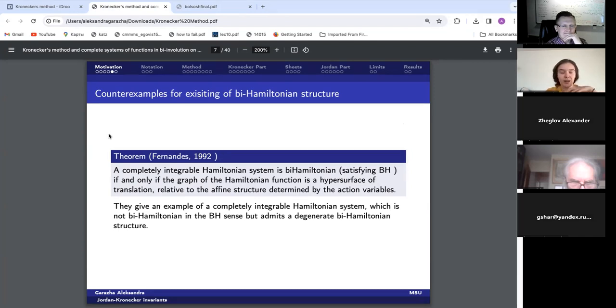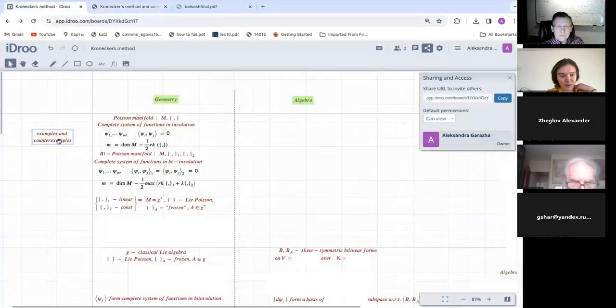So if we want to find a second bracket which is degenerate, then it's hard. But if we have no conditions about degeneracy, then a very stupid answer is that we can always add just the zero bracket because it doesn't change anything. Okay, so that was this part about examples and counterexamples, which is hard and new for me.